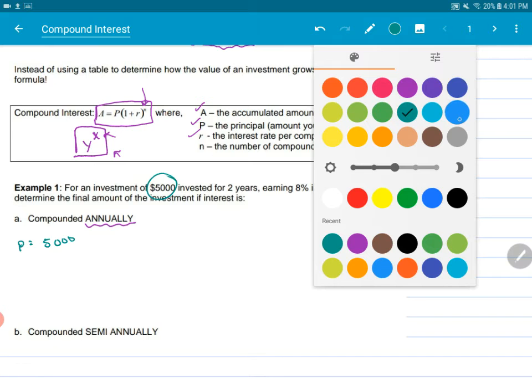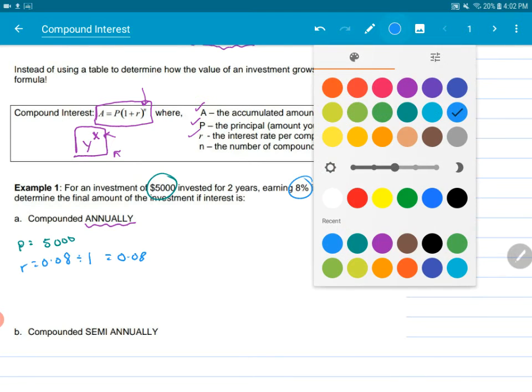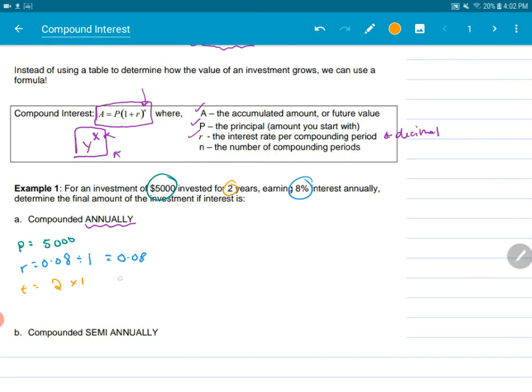Our rate is 0.08, and it is annually, right? So we're going to divide it by 1, so it stays at 0.08. And we also have our time, which is 2 years, which we will technically multiply by whatever compounding period it is, but since it's annually, times 1, so it's just going to stay as 2.